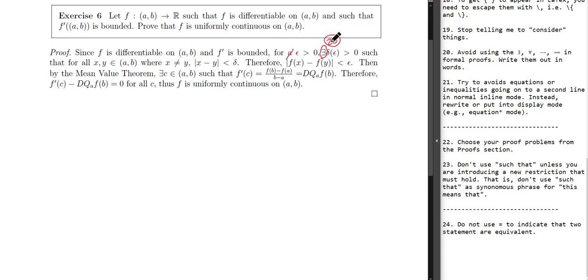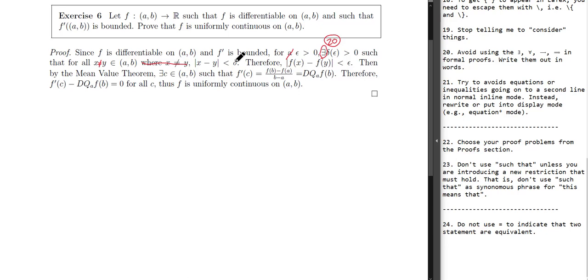"For epsilon greater than 0, there exists delta of epsilon greater than 0 such that for all x, y in (a, b), where x does not equal y." All right, so this is fine. However, you can actually shorten it by just putting the not equal to in between them, and then you don't need to have this expression. Then you have "absolute value of x minus y is less than delta."